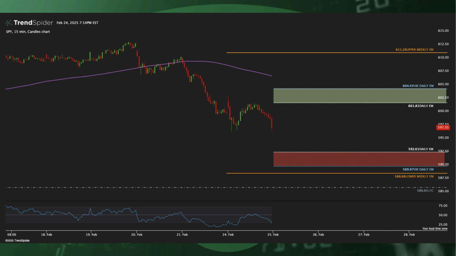In my opinion, everyone talks about leading and lagging indicators. I feel like this is the best leading indicator for something we actually have control of, which is managing risk. So in my opinion, this should be on everyone's screen. This is the daily implied move and weekly implied move. You can look at monthly and quarterly implied moves if you want to. I put all that on the Discord so you don't have to.